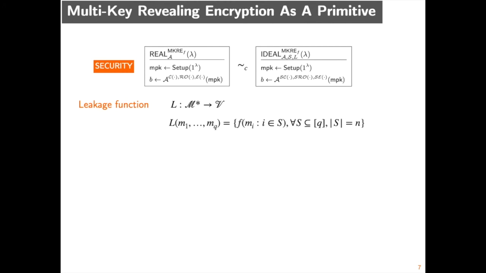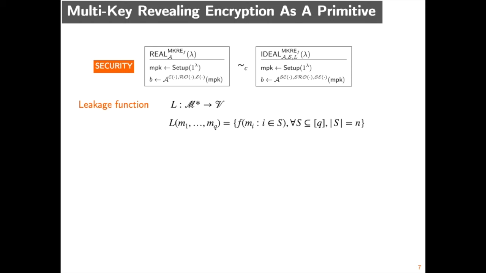This leakage function takes as input an arbitrary number of messages, actually in our instantiation exactly the queried messages, and returns the value of the function f on this set of n messages. In a nutshell, the leakage function is returning exactly what the simulator, the adversary, whoever, would learn by running the public reveal algorithm on the ciphertext.